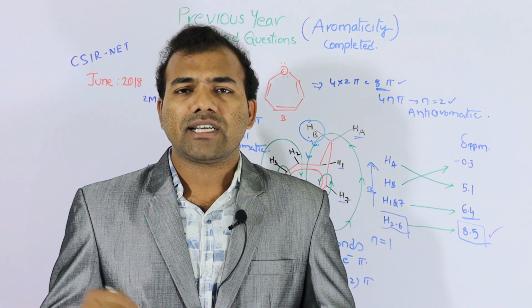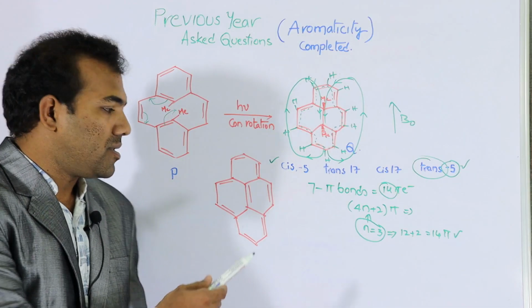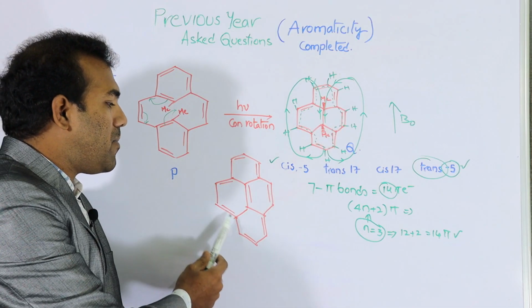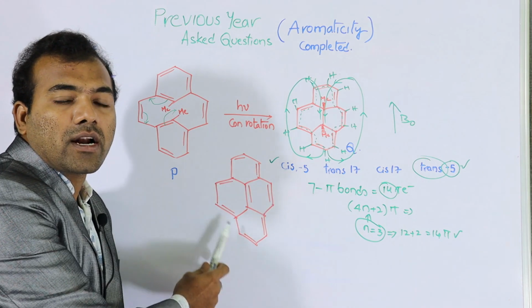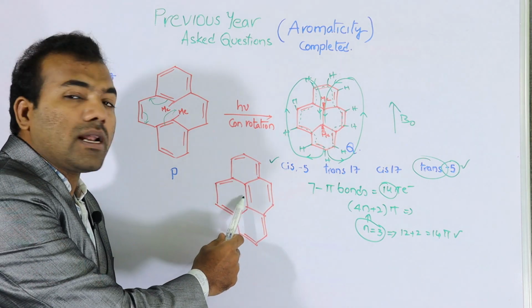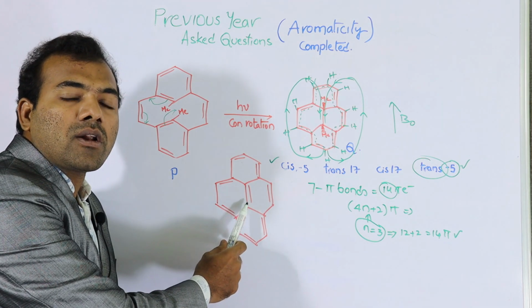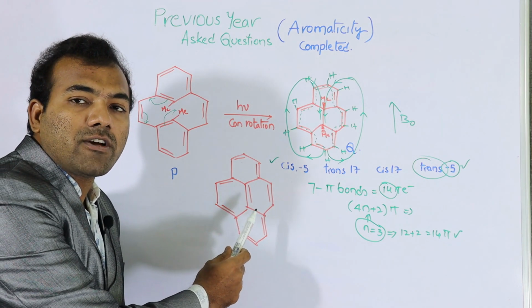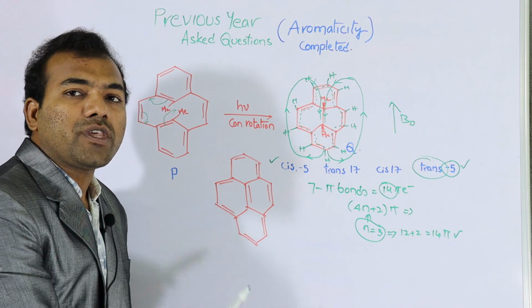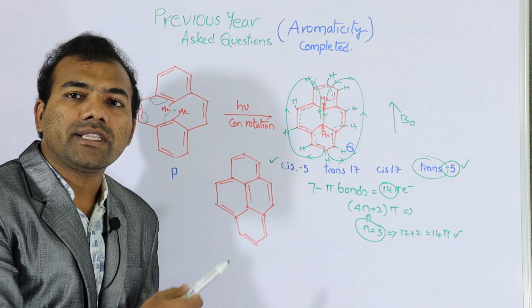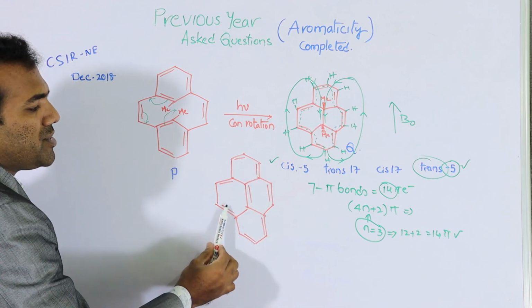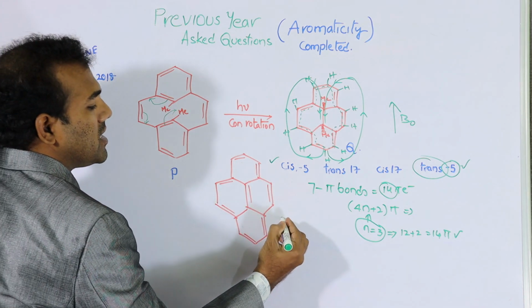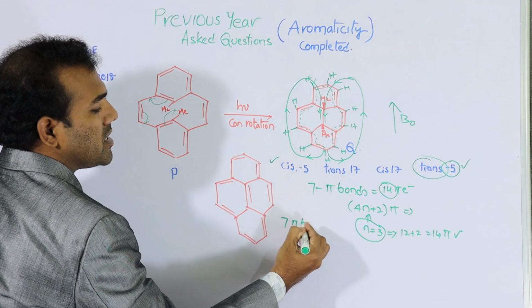So let us take another example. In this compound, only these pi bonds, these pi electrons, are involved in the delocalization of pi electrons, but the middle pi bond electrons are not at all involved in the delocalization of pi electrons. So if you count the number of pi electrons in that ring, count 1, 2, 3, 4, 5, 6, 7, total 7 pi bonds.